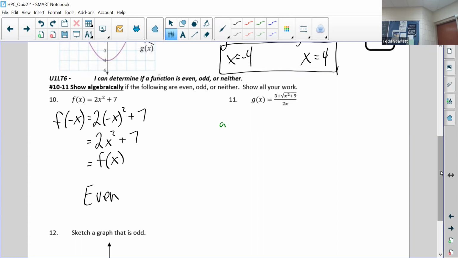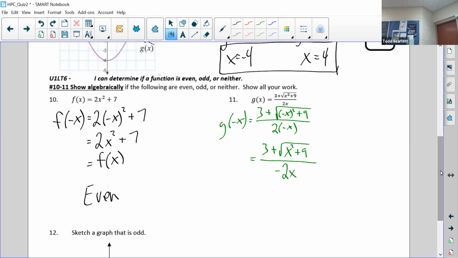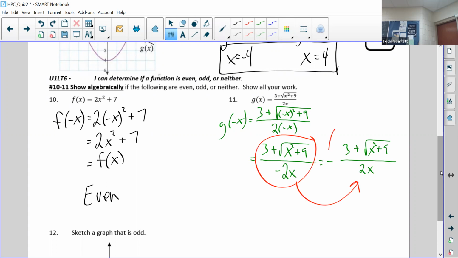For 11, you get to replace all the x's with their opposites. So 3 plus the square root of the opposite of x squared plus 9. Okay, we got some work to do here. This is 3 plus, well, the opposite of x squared is just x squared. And then in the denominator, you have -2x. Well, this is the same thing. This fraction is the same thing as this fraction, just by taking the negative out of the denominator and putting it up front.